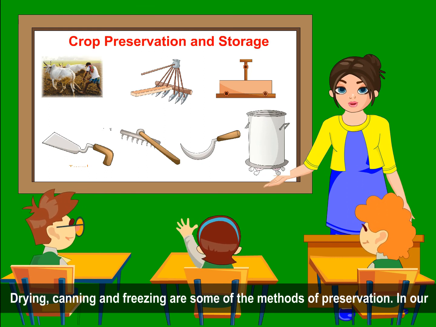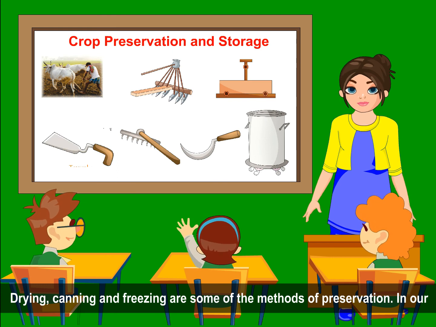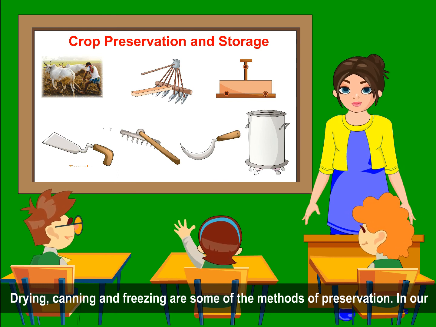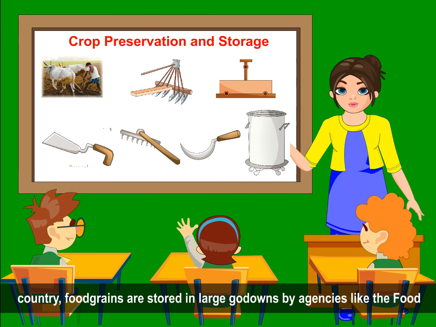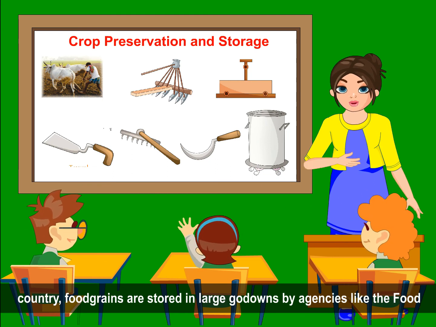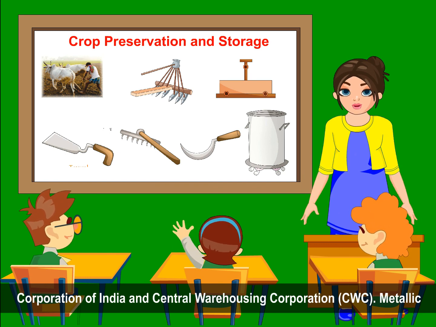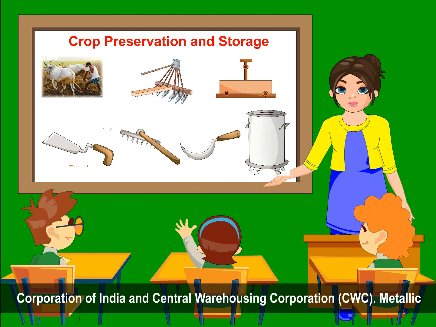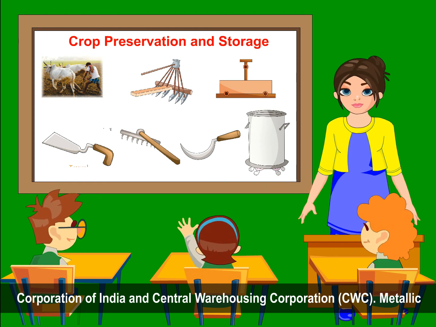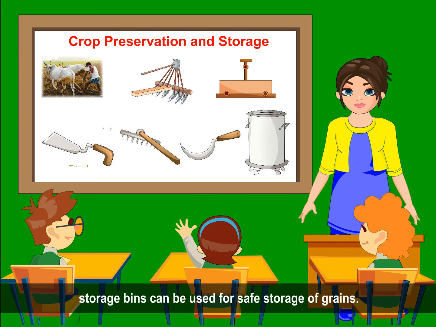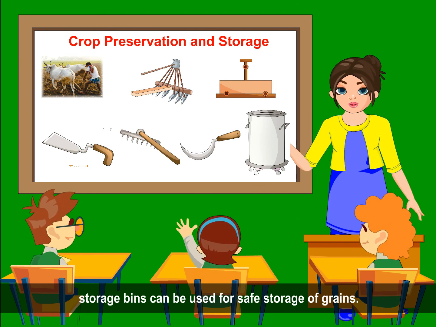Crop preservation and storage. Drying, canning and freezing are some of the methods of preservation. In our country, food grains are stored in large godowns by agencies like Food Corporation of India and Central Warehousing Corporation or CWC. Metallic storage bins can be used for safe storage of grains.